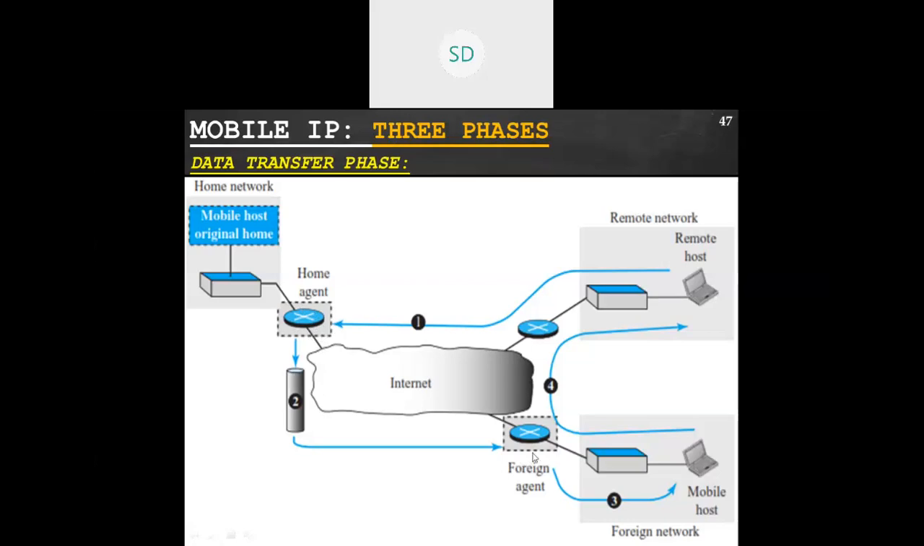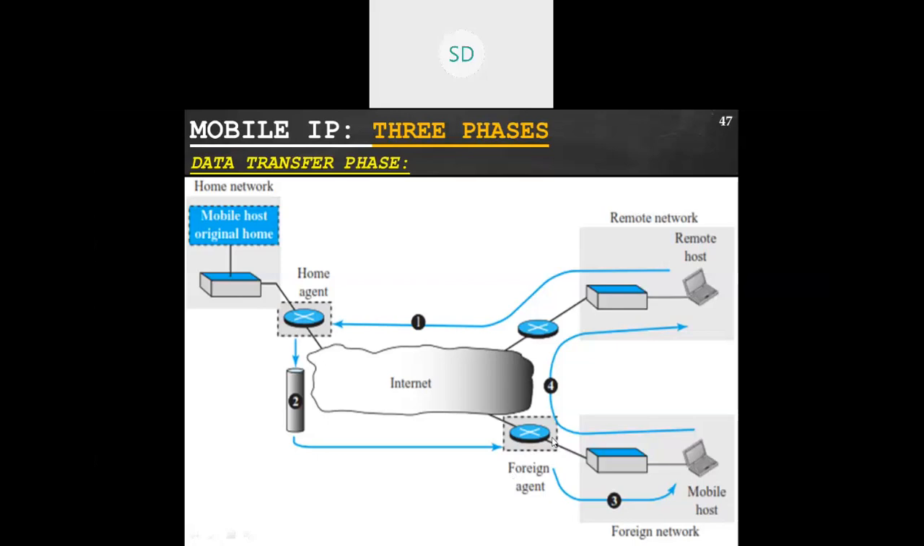Now at the foreign agent, what will happen? When the foreign agent receives this packet, it removes the original packet. However, since the destination address is the home address of the mobile host, the foreign agent consults the registry table to find the care of address of the mobile host.